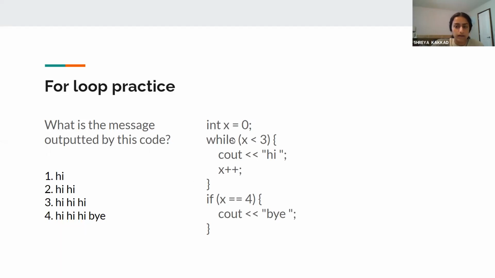So take a look at that. We start with x equals 0. So is 0 less than 3? Yeah. So it's going to output hi. And then x is going to go x++, so now it's going to be 1. x is going to be 1. We come back up here and check if that's true. So how many times do we do that? And then do we output the word bye? When you think you know, just put your answer in the chat.